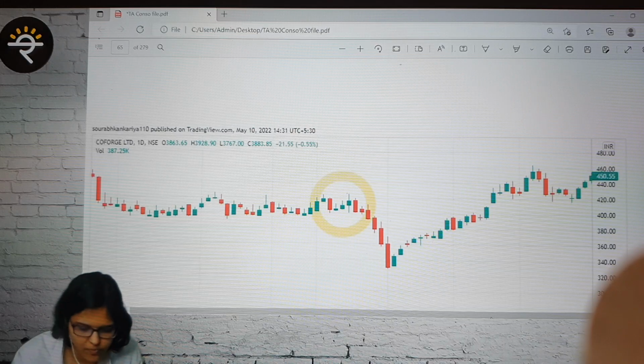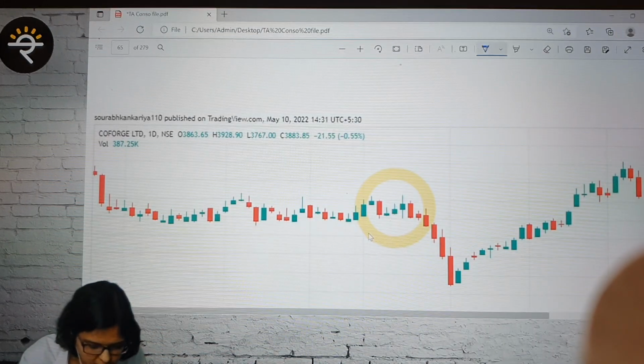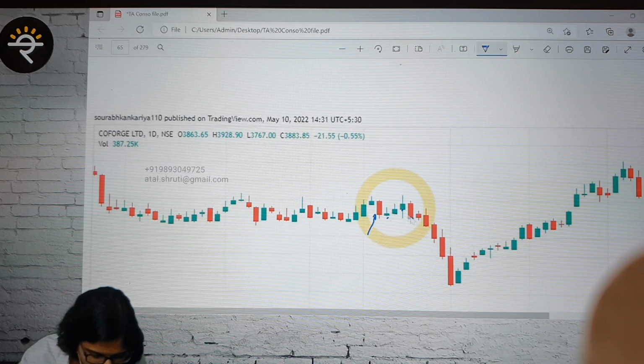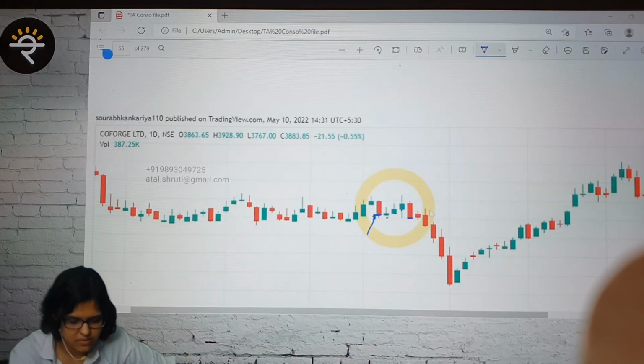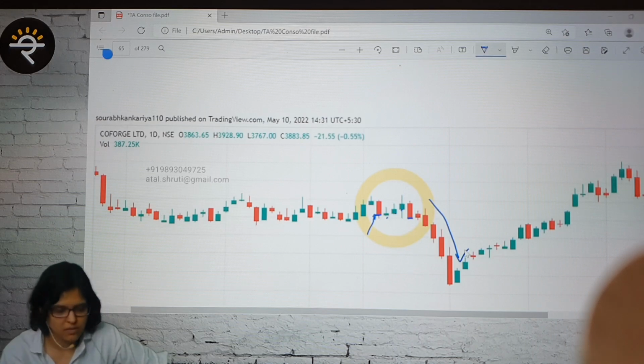Now, this is an example of, what is this example of? Falling method. Let's understand, this is the first one. Then 1, 2, 3, small. Now have a look at this. This candle's low. Is it lower than the previous low? Clearly lower than the previous low. And see what will happen next. Down. Is this okay?